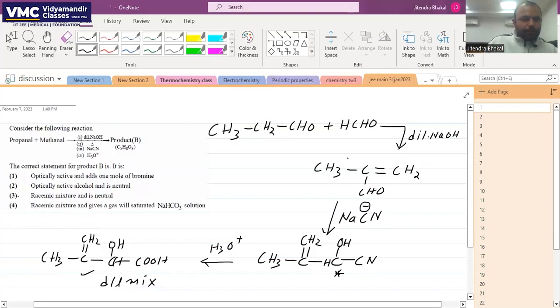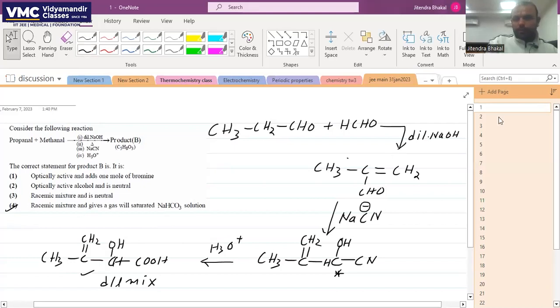So option 3 says the mixture is neutral. No, because there is a COOH group. So the mixture is acidic. So it means option 4 is correct, because in acidic medium NaHCO3 gives CO2 gas. So that is why option 4 is correct.